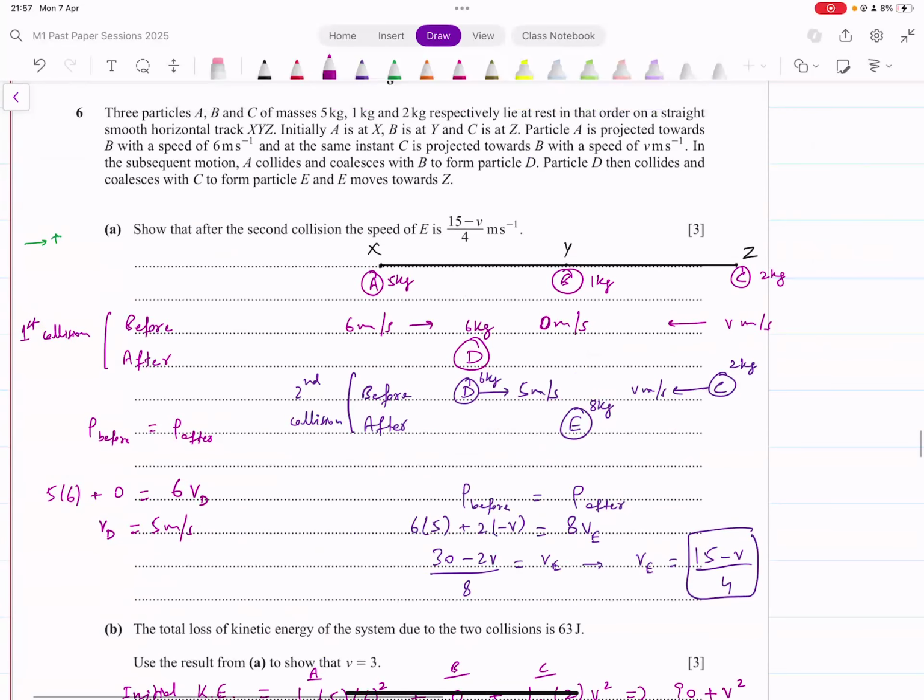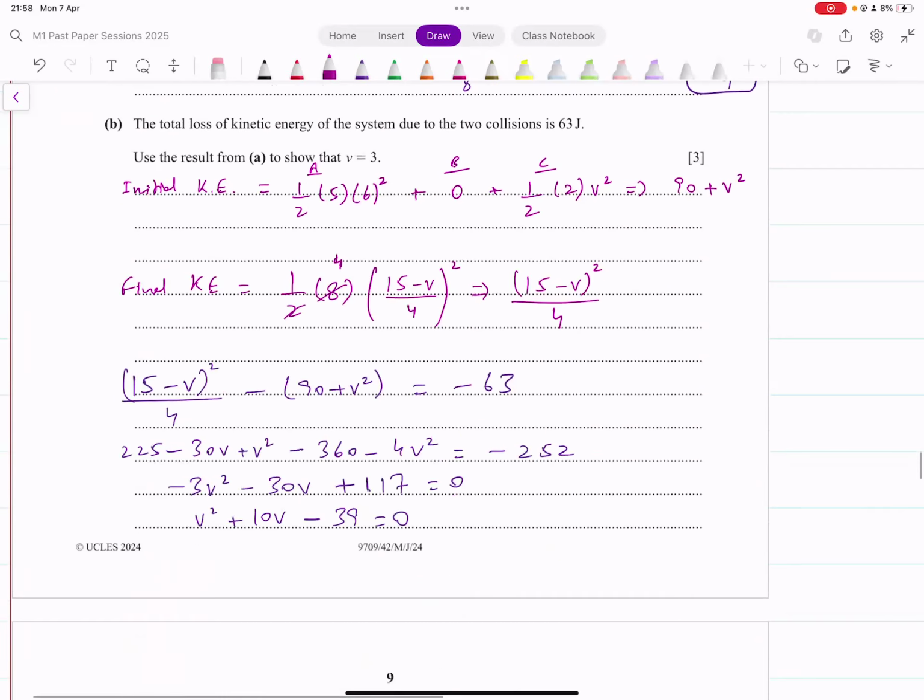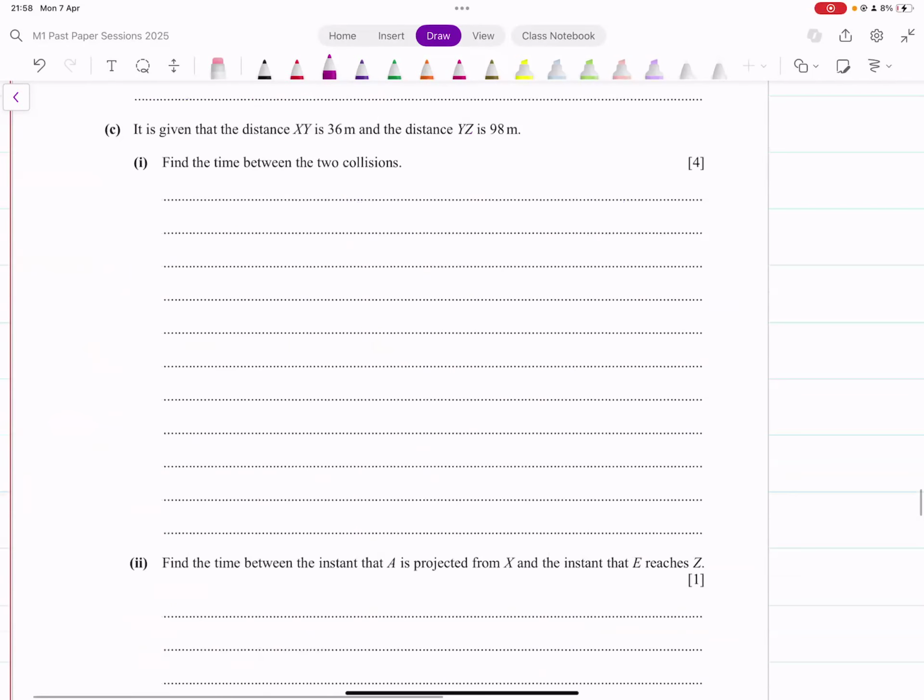Now it's a smooth horizontal track. It's a smooth track, that means there's no friction. If there's no friction and it's a smooth track, that means the particles are moving at constant velocities. Their velocities are not changing. Okay, they're moving at constant velocity. Now what does that mean for us?